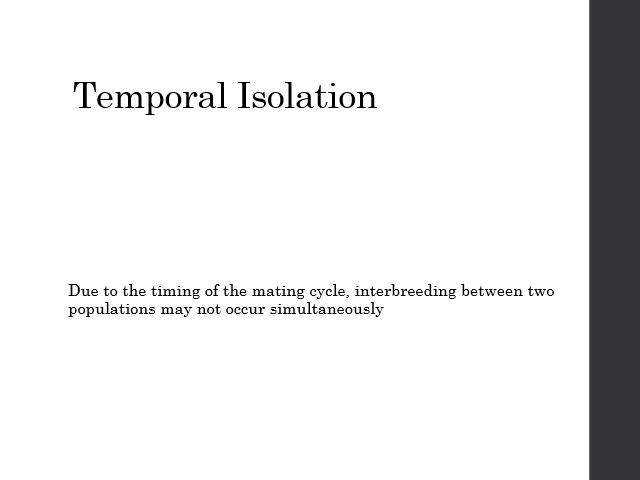You could have temporal isolation. All right, so we had geographic isolation, now we have temporal isolation. What does temporal mean? In relation to time. Due to the timing of the mating cycle, interbreeding between two populations may not occur. You have to time things right.